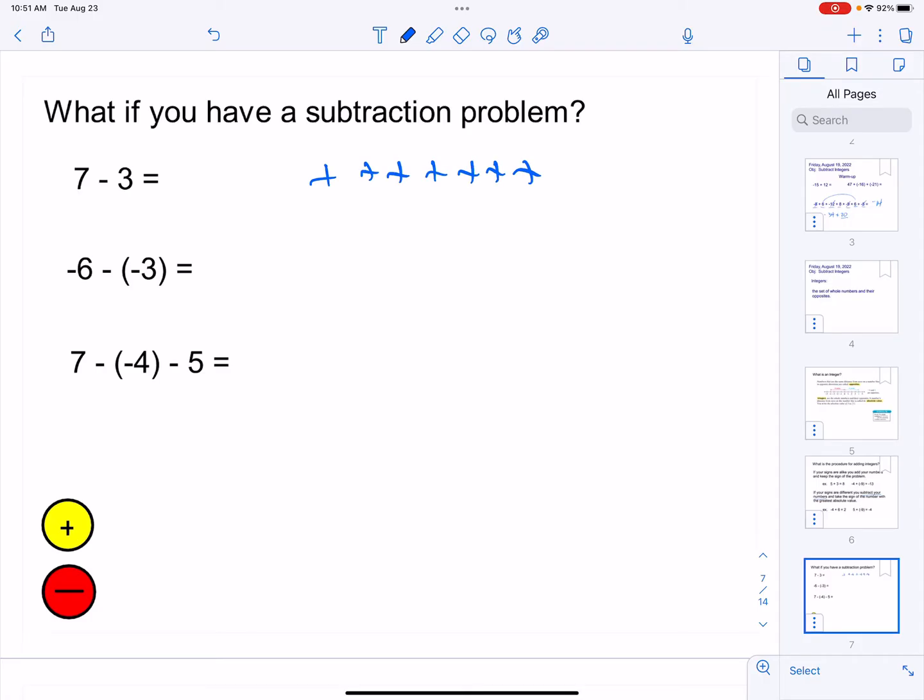And it says I'm going to take away 3 of them. So I take away 3, which means to erase or to throw away. And what do we have as our answer? We have a 4. What kind of 4 do we have? We have a positive 4 because I've got 4 positives left.